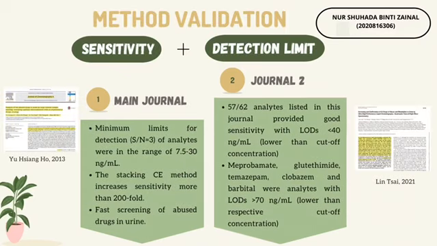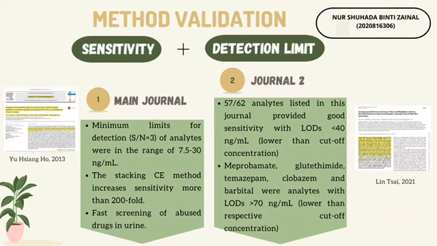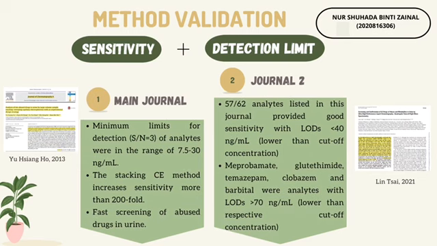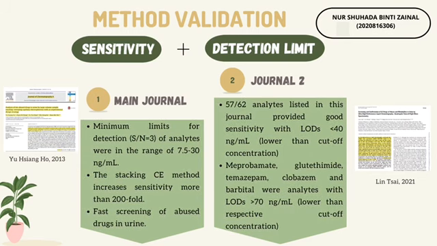For the method validation of sensitivity and detection limit in the main journal, the minimum limits for detection, at a signal-to-noise ratio of 3, of the analytes were in the range of 7.5 to 30 nanogram per ml. The stacking capillary electrophoresis method increases sensitivity more than 200-fold and can be applied for detection of the presence of methamphetamine in urine. The stacking capillary electrophoresis method is considered a fast screening of abuse drugs in urine.